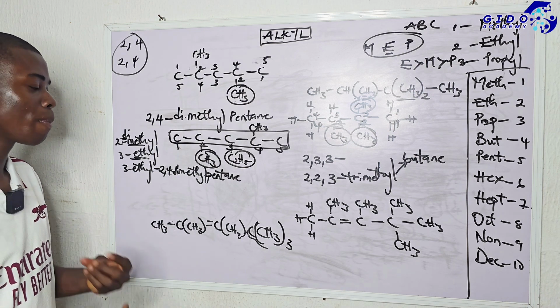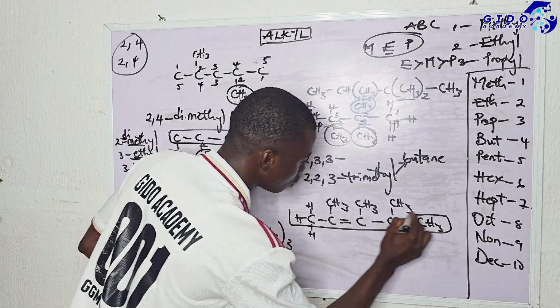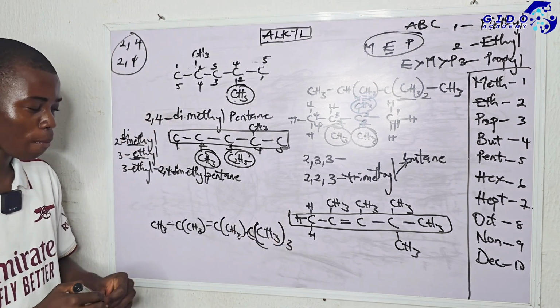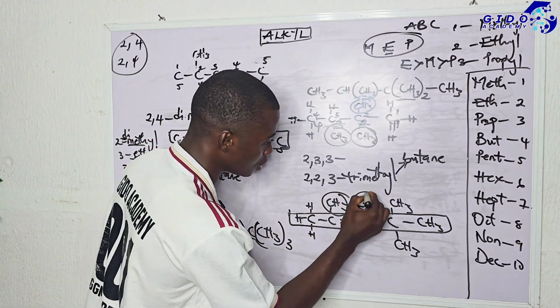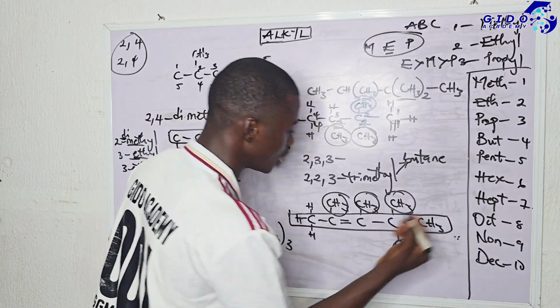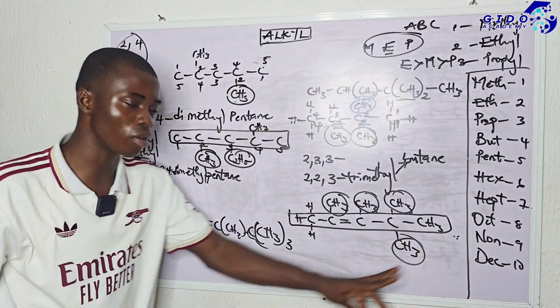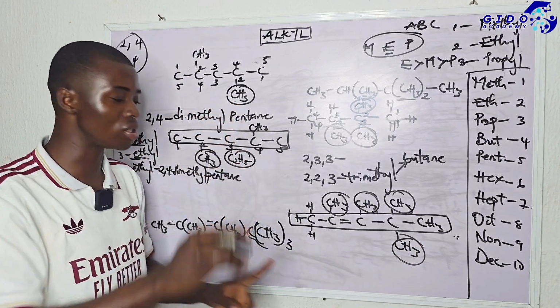Then the next question is, what is the possible longest carbon chain? The possible longest carbon chain will always be this. Then the next thing you ask yourself is that this is a branching, this is a branching, this is a branching, and this is a branching. They are closer to this side. Yes. But we cannot name it from this side because there's a double bond in the structure, and we have to give a higher priority to the double bond.